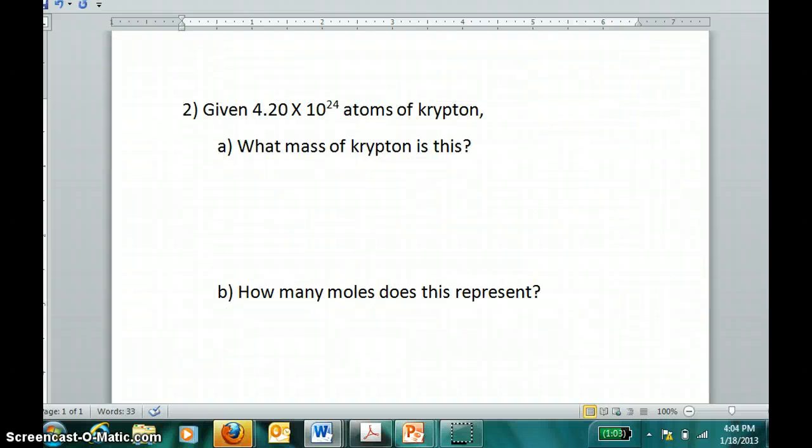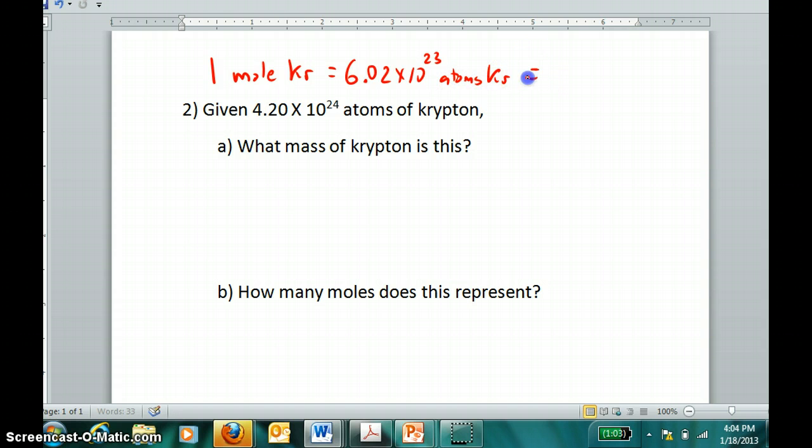And a couple more examples now. Given 4.20 times 10 to the 24th atoms of krypton, a very large number of krypton atoms, what mass of krypton is this, and how many moles does this represent? Once again, I recommend writing your trinity first. That being, in this case, 1 mole of krypton, symbol Kr, always equals Avogadro's number of whatever you're talking about, and these are atoms, so it's atoms of krypton. And it always equals the formula mass in grams of what you're talking about.